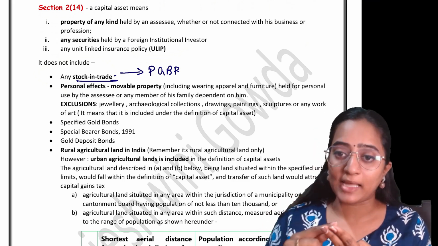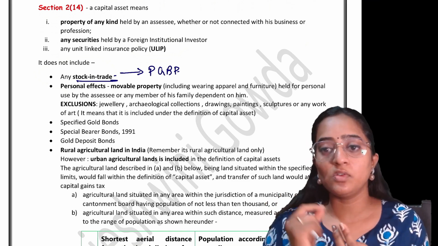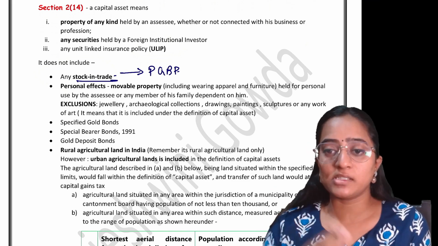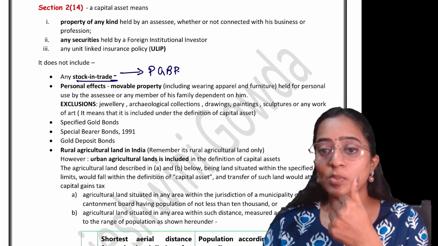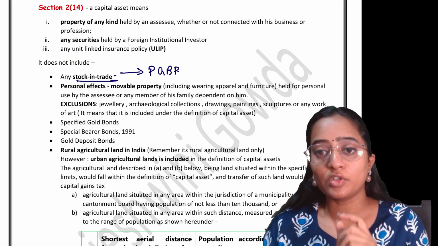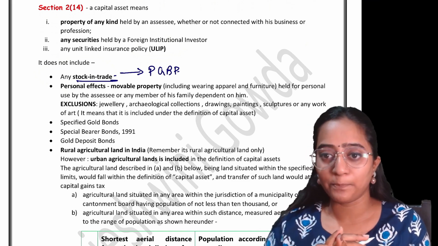If it is not a transfer, even then you can't tax it under capital gain. Remember, it has to be a capital asset and it has to be a transfer. Both conditions need to be satisfied in order to say, yes, it is taxable under capital gain.